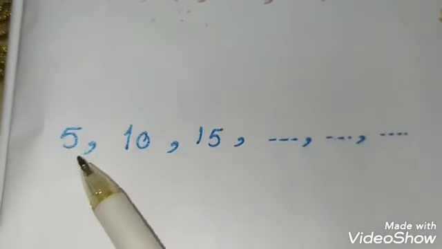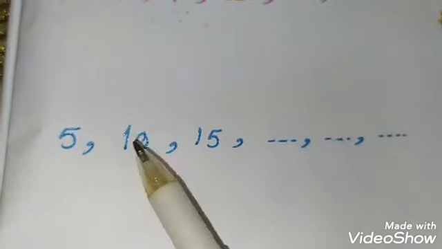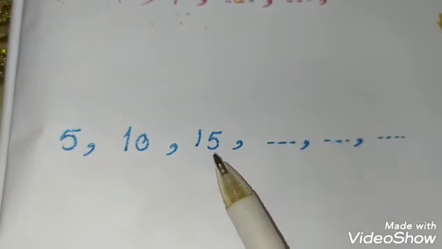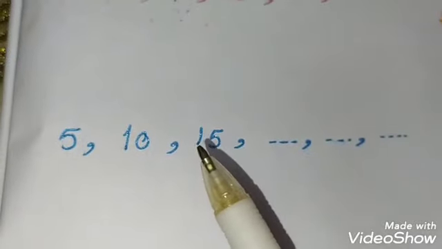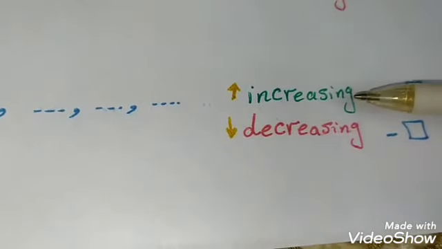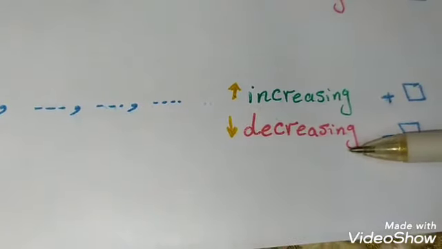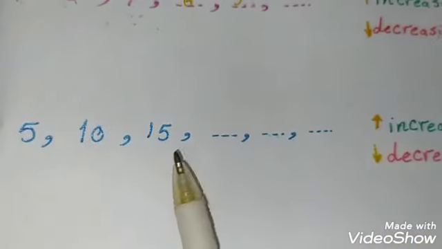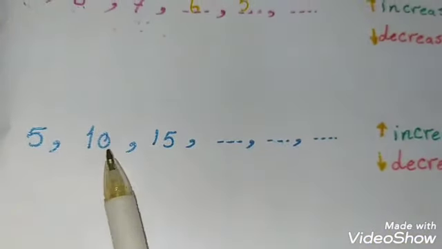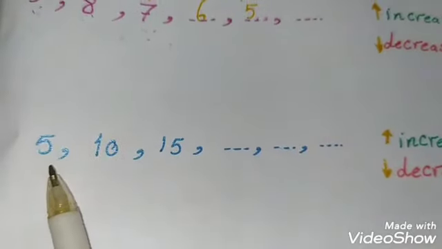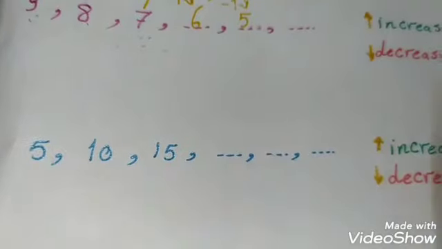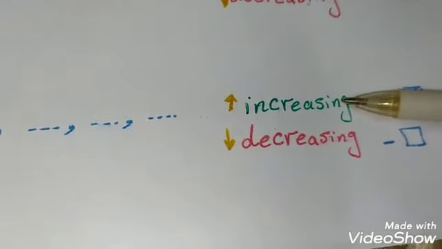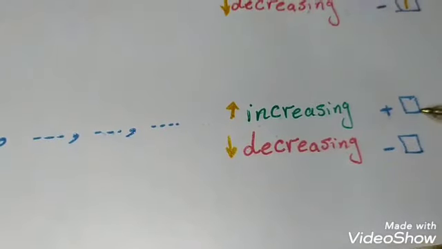Now let's move to another pattern. It's 5, and then 10, and then 15. Do you remember what I said? I said you have to determine in the beginning whether it's an increasing pattern or a decreasing pattern. Like again, as you can see, 15 is greater than 10, and also 10 is greater than 5. So each number is greater than the previous one. So it's an increasing pattern. You do addition each time.